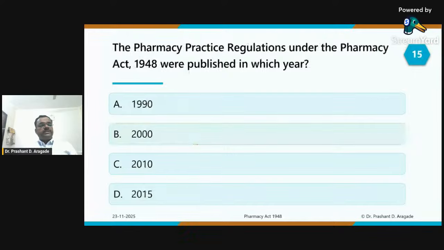Now question number 15. The pharmacy practice regulation, it is also called PPR. The pharmacy practice regulation, that is PPR, under the Pharmacy Act 1948 was published in which year?